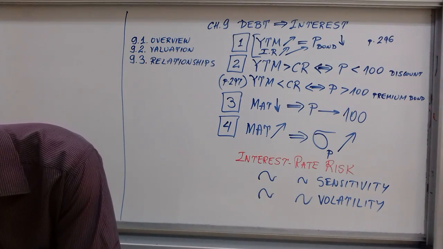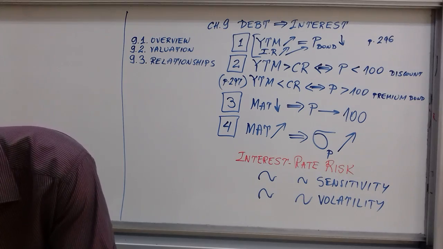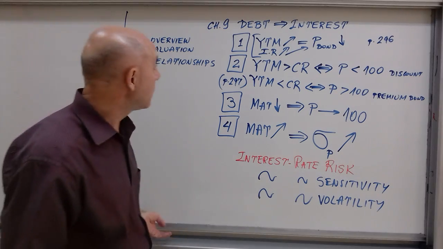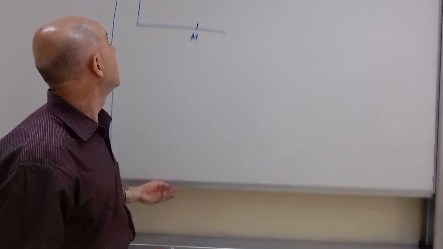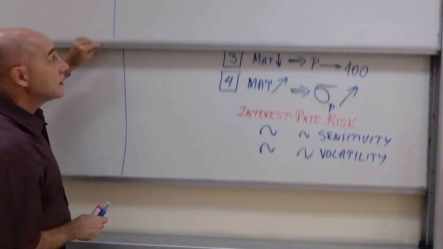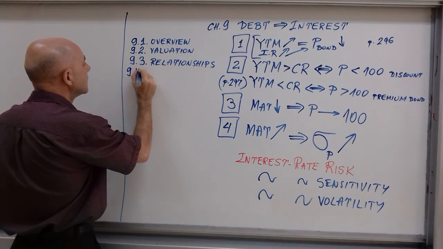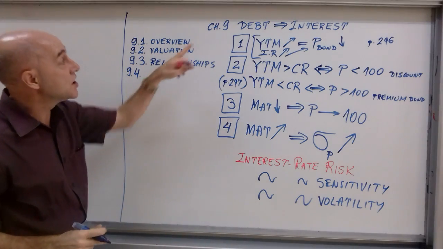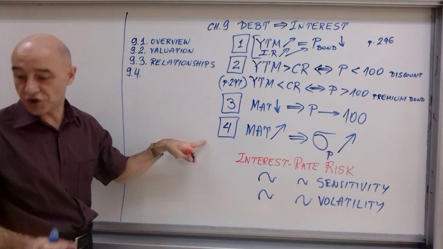Alright, let's see if I got something else. Line 3. That completes number 3. So you need to remember 4 basic relationships.